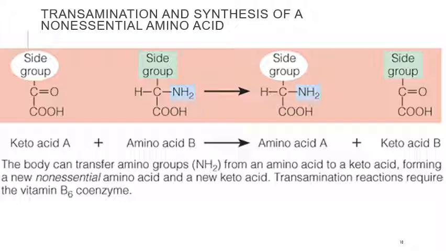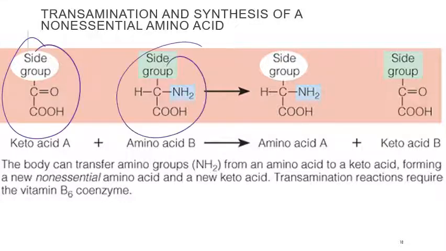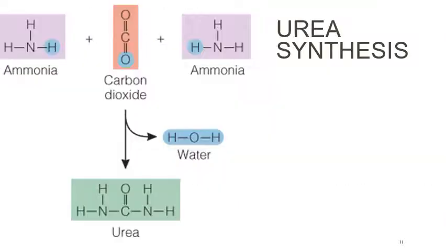Transamination and synthesis of non-essential amino acids. You look at the side group, there's another side group, and then it changes, like this one happens to be added to this side group. The body can transfer the amino group NH2 from an amino acid to a keto acid, forming new non-essential amino acids and new keto acids. Transamination reactions require the vitamin B6 coenzyme.